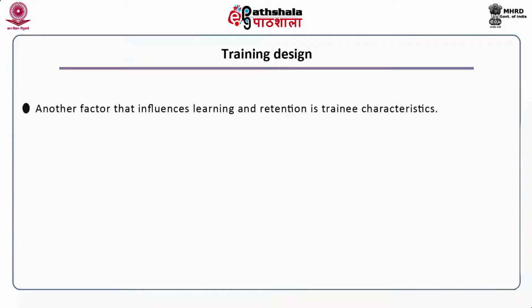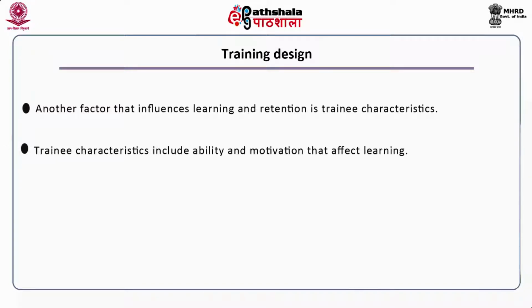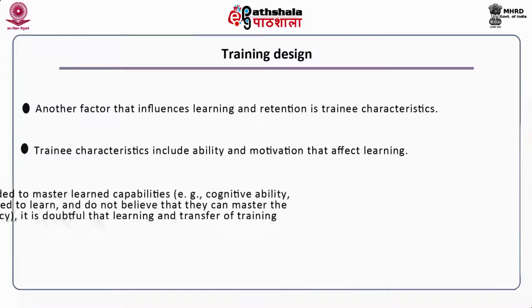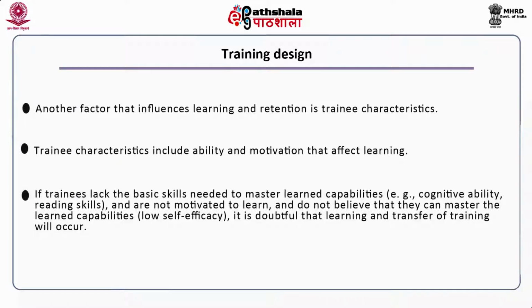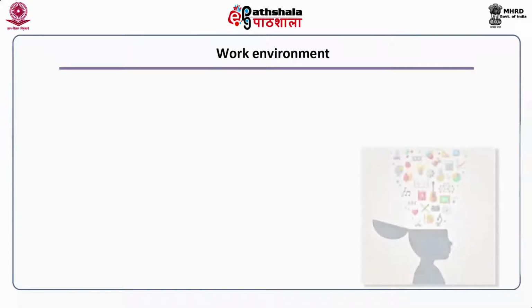Another factor that influences learning and retention is trainee characteristics. Trainee characteristics include ability and motivation that affects learning. If trainees lack the basic skills needed to master learned capabilities like cognitive ability, reading skills, and are not motivated to learn and do not believe that they can master the learned capabilities, it is doubtful that learning and transfer of training will occur. Work environment.